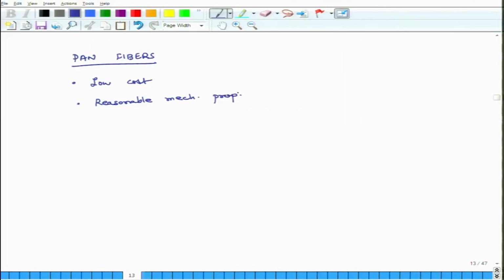And actually we will see these properties, and because of low cost and reasonable mechanical properties, they are very popular in space, aircraft and missiles applications.